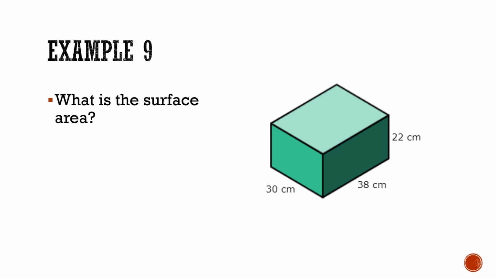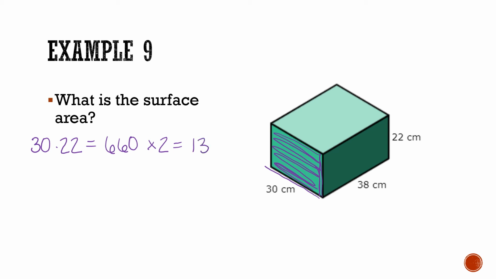Go ahead and pause your video and try example 9. So we'll start with this one here on the side, so we can see that it is 30 by 22. So 30 times 22, you can use your calculator for. So 30 times 22 equals 660, and we have to multiply that by 2, which gives us 1,320.